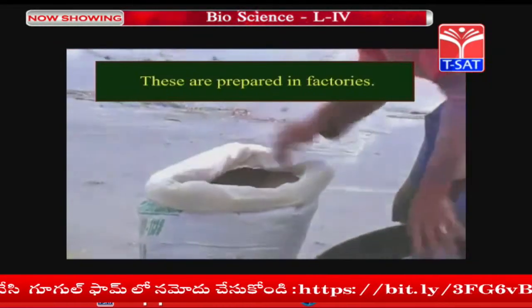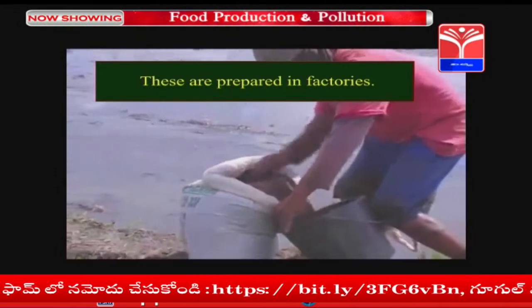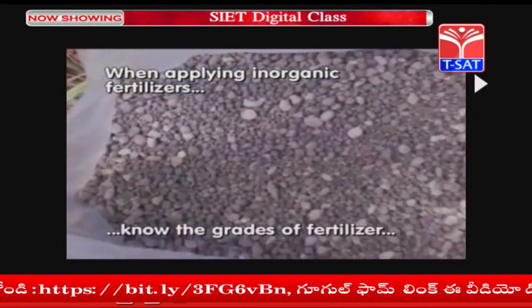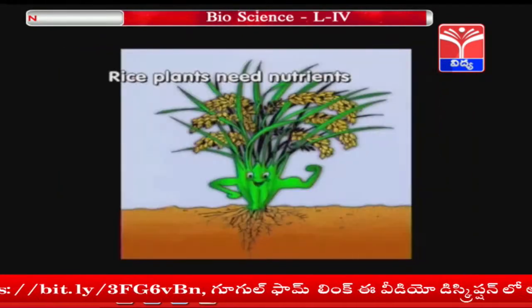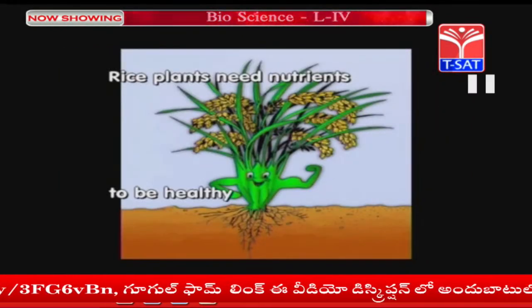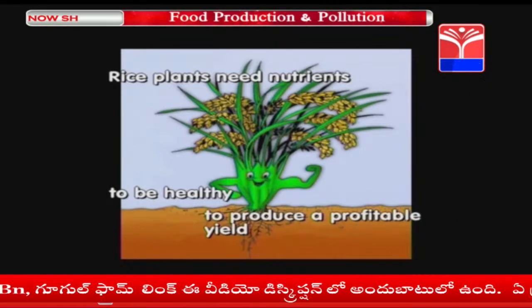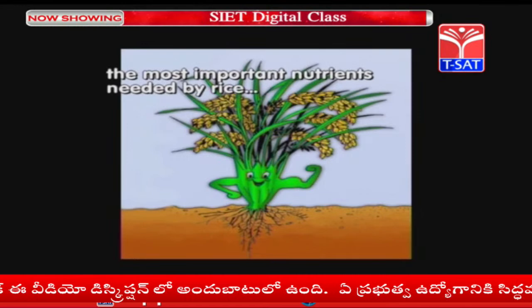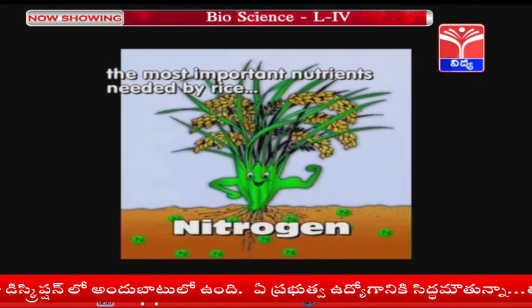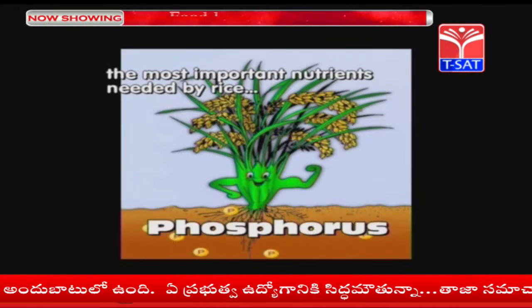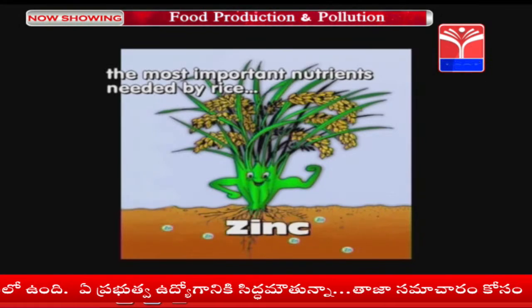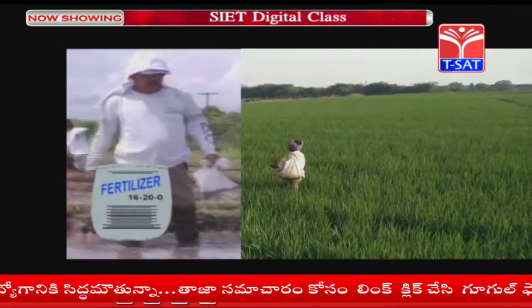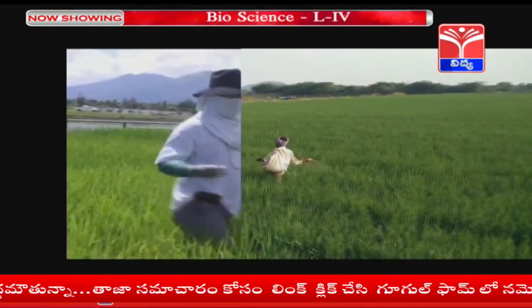Artificial manure. These are prepared in factories and supplied in bags. When applying inorganic fertilizer, rice plants need nutrients to be healthy and produce a profitable yield. The most important nutrients needed by rice are nitrogen, phosphorus, potassium, zinc, sulfur, etc. See here the farmers applying manure in the fields.